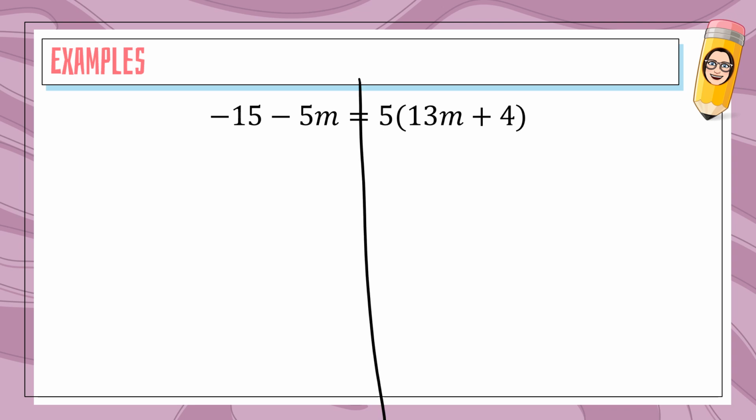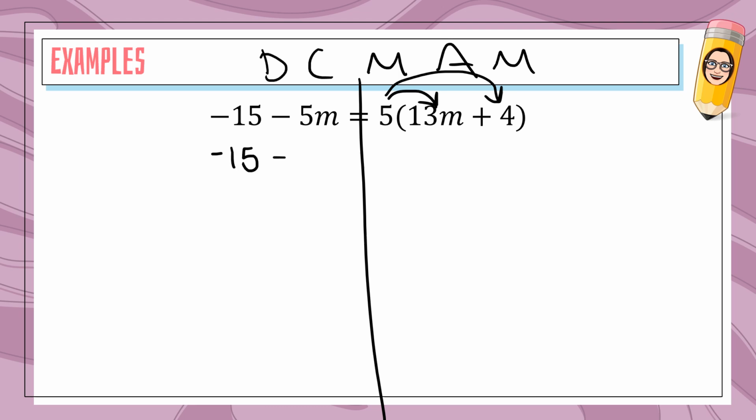Let's draw our line. Let's do our steps. Step 1, distribute. We want to distribute that 5. I'm just going to drop down this other side here first so I don't have to worry about it. And let's multiply. 5 times 13. Make sure if you need a calculator, you grab yours. 5 times 4.